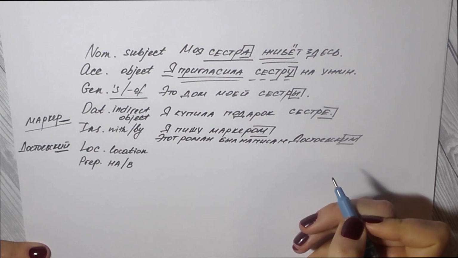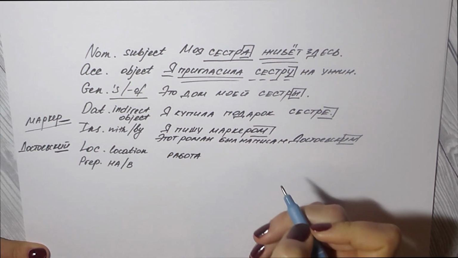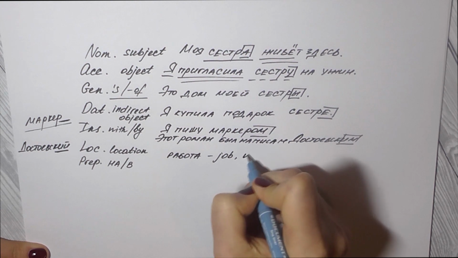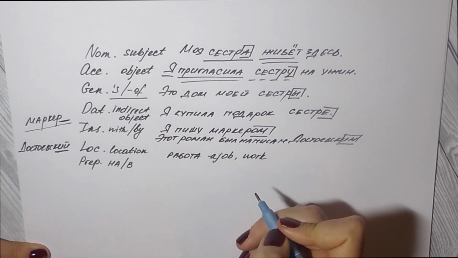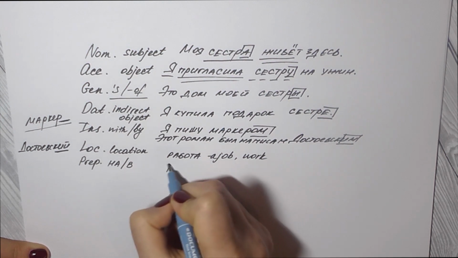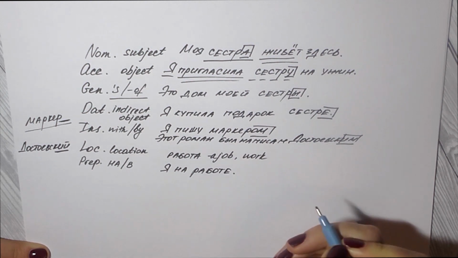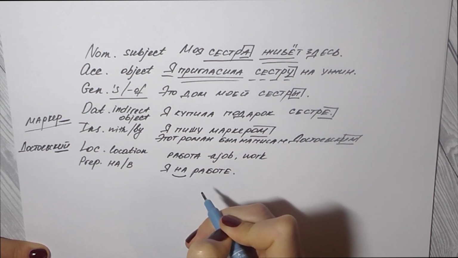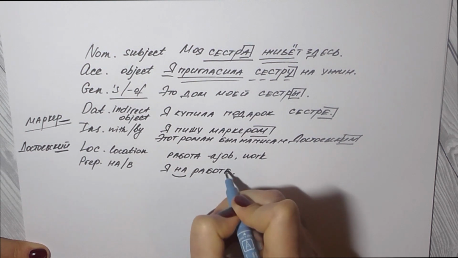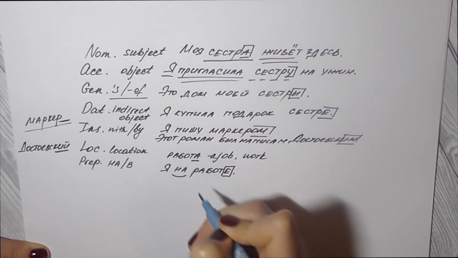For example, we have the word работа. It means a job or work. If I want to say that I am at work, so where I am, I'm talking about a place, I will say я на работе. So I will use the preposition на, corresponding in this case to English "at," and also the ending of the word is changed. It's "ye" instead of "a," which was the nominative case.